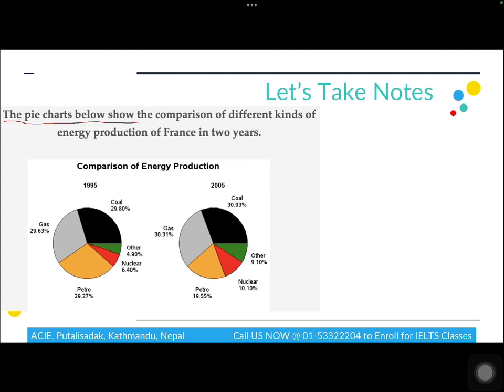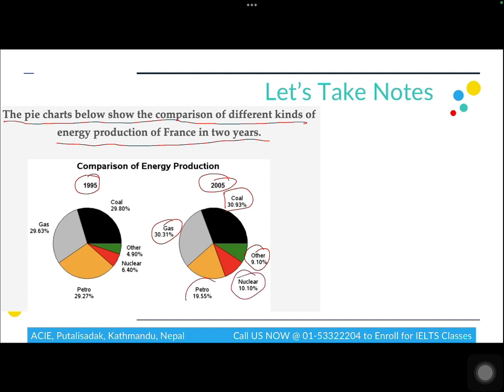So the pie charts below show the comparison of different kinds of energy production of France in 2 years. So this figure is about different sources of energy of one country, that is France, and for two different points of time. So the two different points of time are 1995 and 2005. And the five different kinds of energy production are coal, gas, others, nuclear, and petrol. So you should be able to do this before you write your essay.